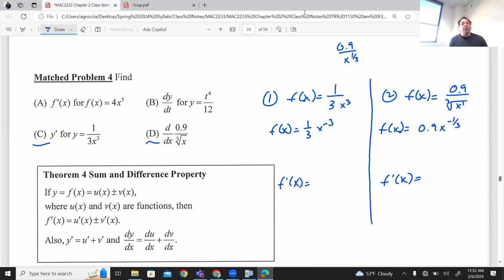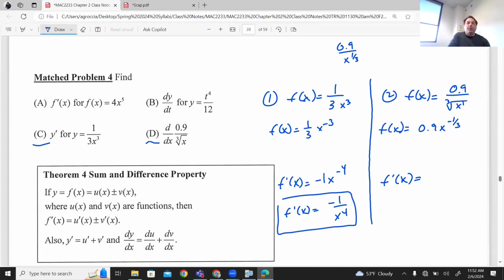So number one, do we know how to rewrite it? If you can't rewrite it, we're not able to take the derivative. And that's an exponent, that's an algebra, that's a math thing that we need to know. Then negative 0.3 times the 3rd is negative 1, x to the negative 4. So I would put your final answer as negative 1 over x to the 4. That would be your final answer for that one.